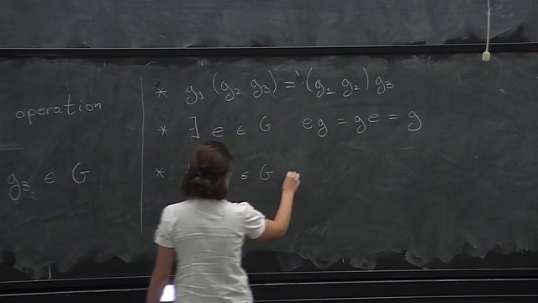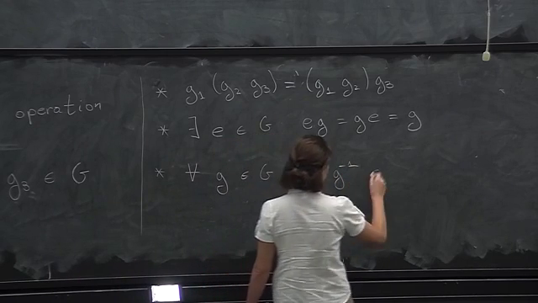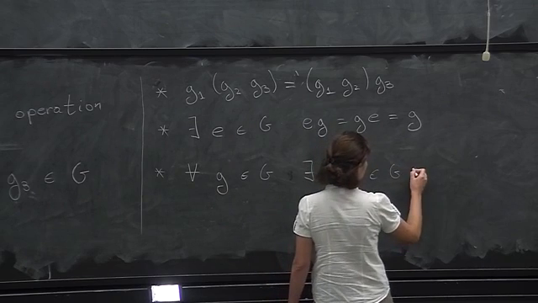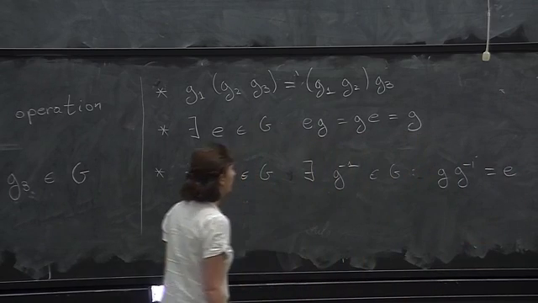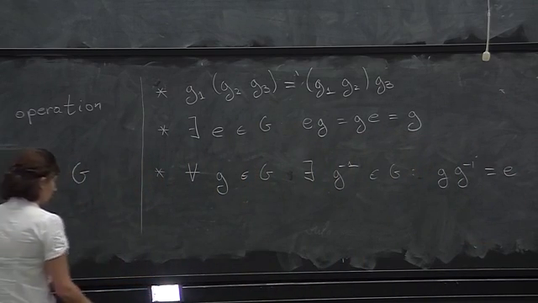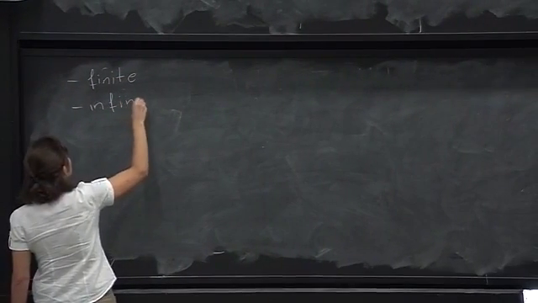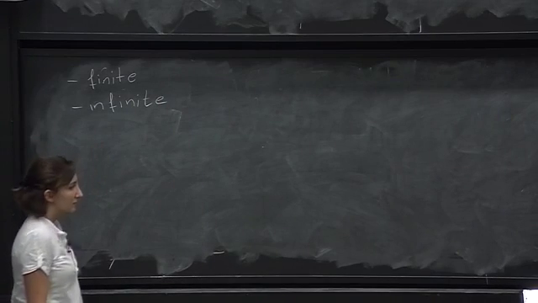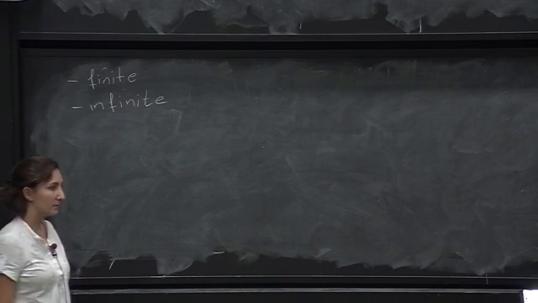So if G is an element of the group, we should also have an inverse G inverse such that G times G inverse is equal to the identity. We have two kinds of groups. We've got finite and infinite groups. Finite groups have a finite number of elements, whereas infinite groups have an infinite number of elements.